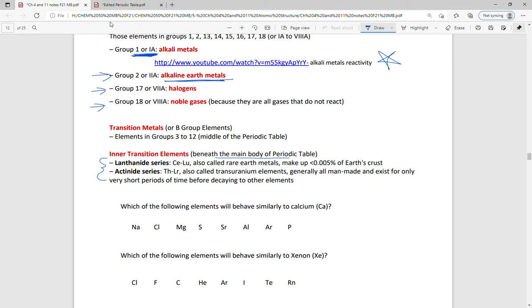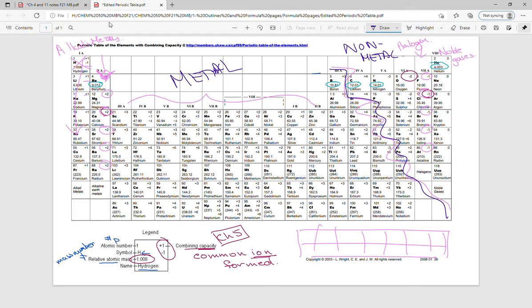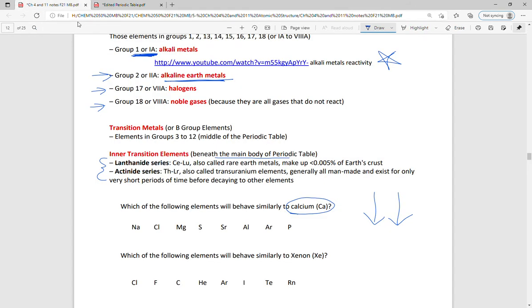So if we were to take a look at these vertical columns, here, we want to know which of these elements would behave similarly to calcium. And so what we're looking for are the other elements that are in the same column as calcium. And if we see that calcium is here in this second column, that would make it an alkaline earth metal. And so we're looking for other alkaline earth metals. If I do this right and haven't missed any, those would be the ones that would be the same. So why are they like this? They're in the same group or family. They're all alkaline earth metals.